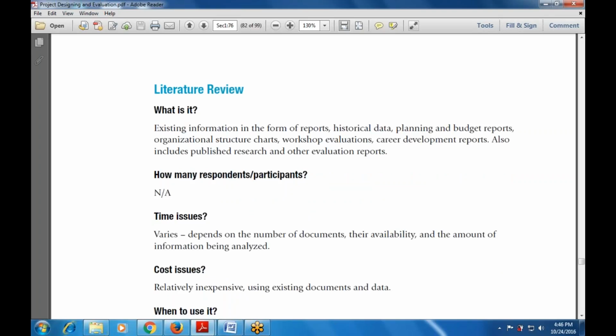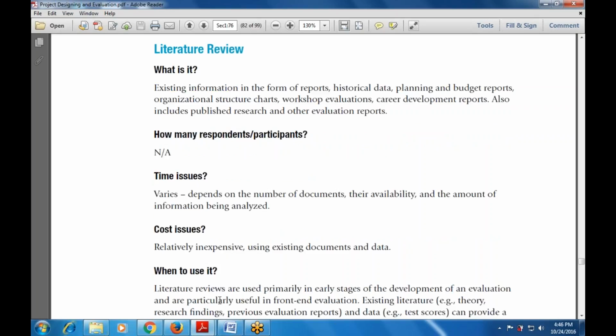Then, what are the cost issues? This is relatively inexpensive, using the existing documents and the data. Whatever existing document that is prepared is used with the existing documents and the data, so that is relatively inexpensive, as it uses the existing information, documents and data.